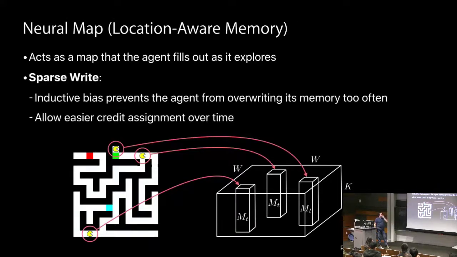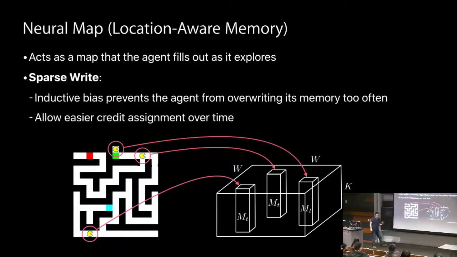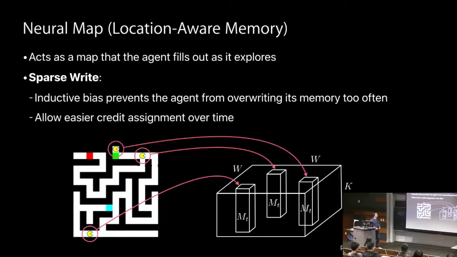And so the inductive bias here prevents the agent from overwriting its memory too often, and it can learn whether it needs to overwrite a particular location, or whether it actually needs to store what it sees in the environment. In many cases, it basically doesn't store. Eventually, it learns to store these indicators, right, into the memory, or the state of the indicator into the memory.